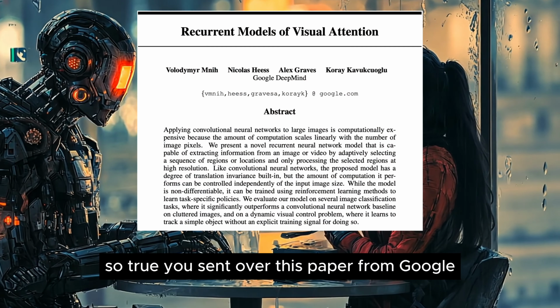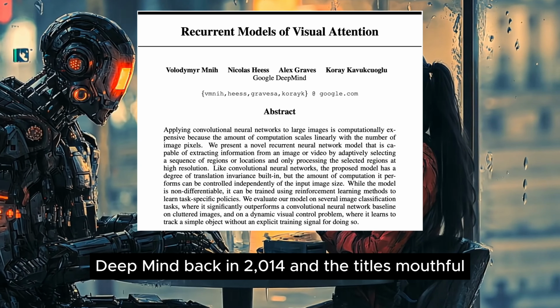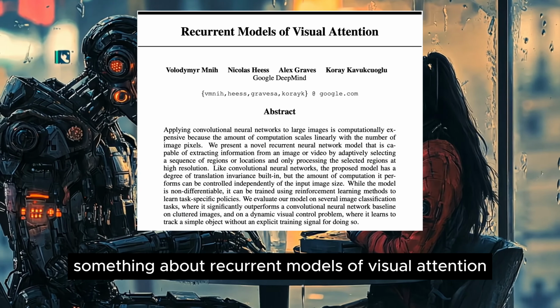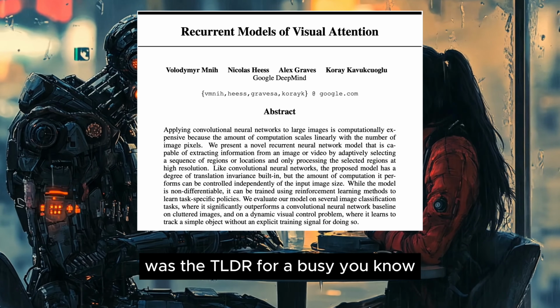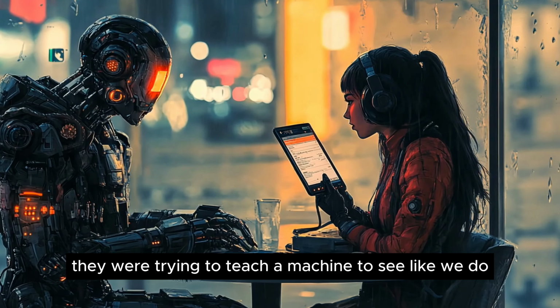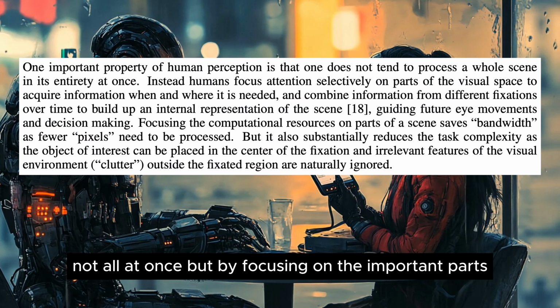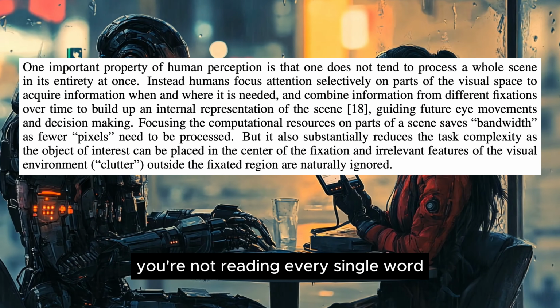So true. You sent over this paper from Google DeepMind back in 2014, and the title's a mouthful. Something about recurrent models of visual attention. Sounds pretty intimidating. What's the TLDR for a busy techie on the go? Basically, they were trying to teach a machine to see like we do, not all at once, but by focusing on the important parts, kind of like how you'd skim a web page. Right. You're not reading every single word.